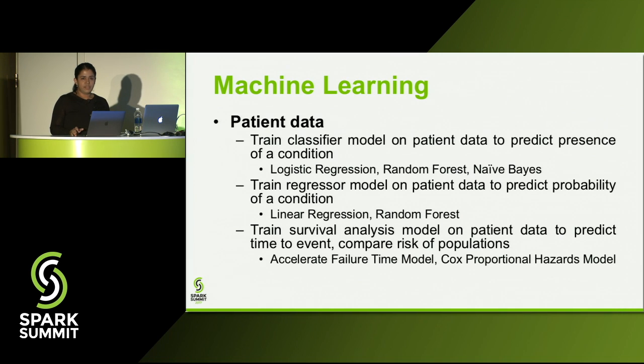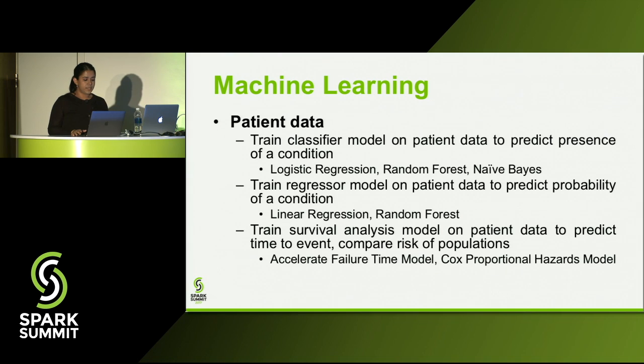Sometimes it's not good enough to tell you if it's class 1 or class 2. Sometimes you want to predict the probability of belonging to certain classes. So maybe you want some sort of not a discrete value. A linear regression or a random forest as a regressor could be very useful in this case.